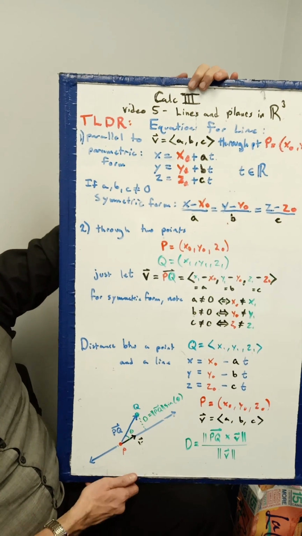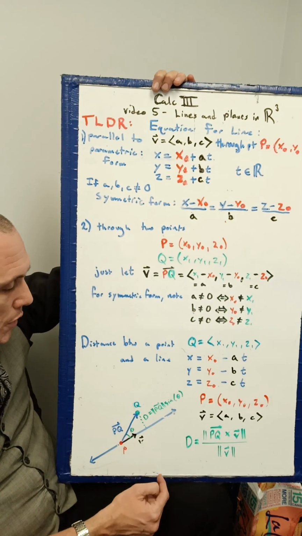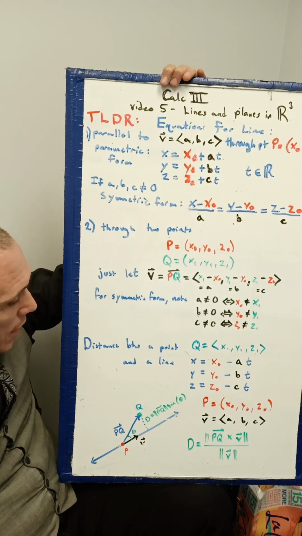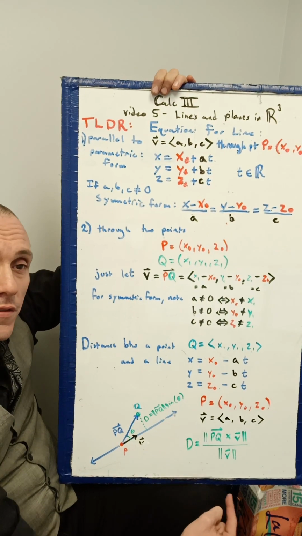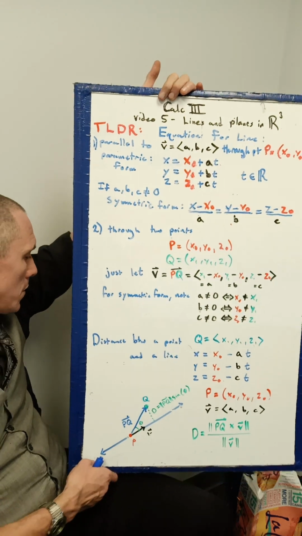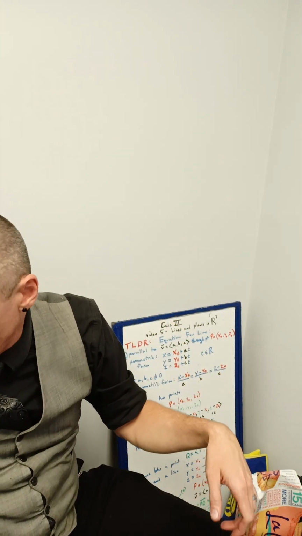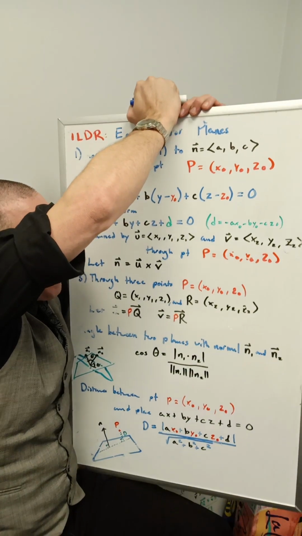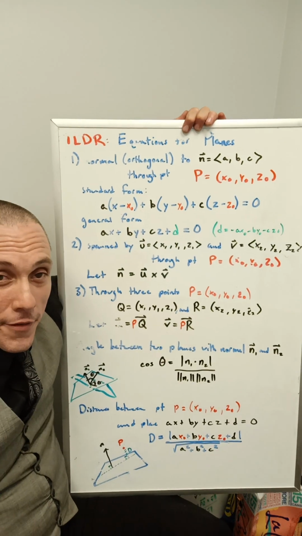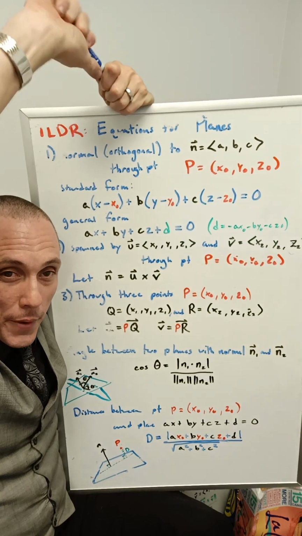Finally, we're going to learn for lines here how to discern the distance between a point and a line. And that's going to be this expression involving the cross product here. For the first time, we have a second page, because I couldn't fit all of these equations onto one page.